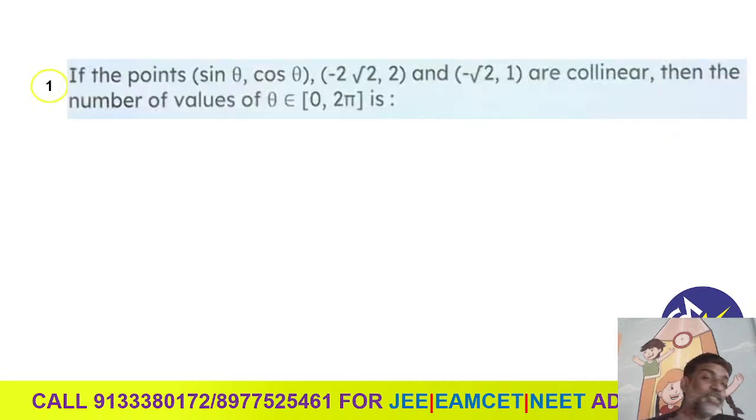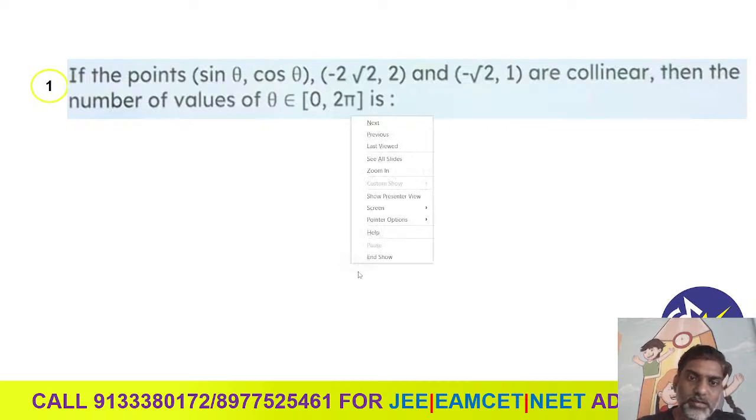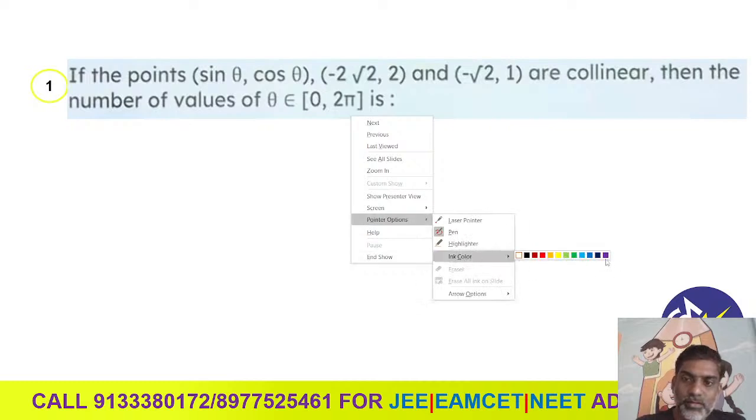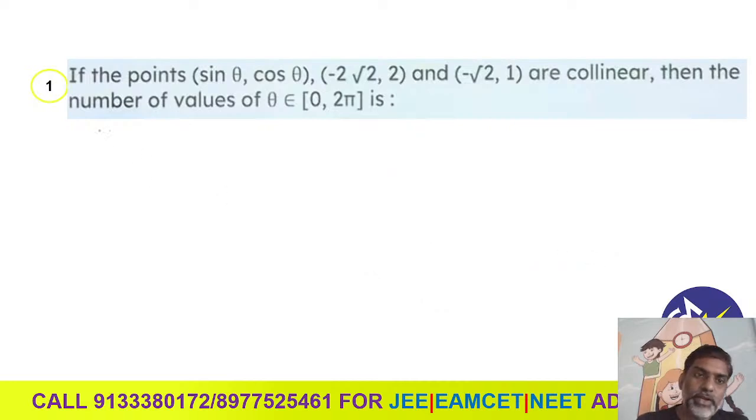Okay, then let us see the questions here. Question number one: if the points sin theta comma cos theta, minus 2 root 2 comma 2, and minus root 2 comma 1 are collinear, then the number of values of theta belonging to 0 comma 2 pi is. First, what points have they given? We can write that here.